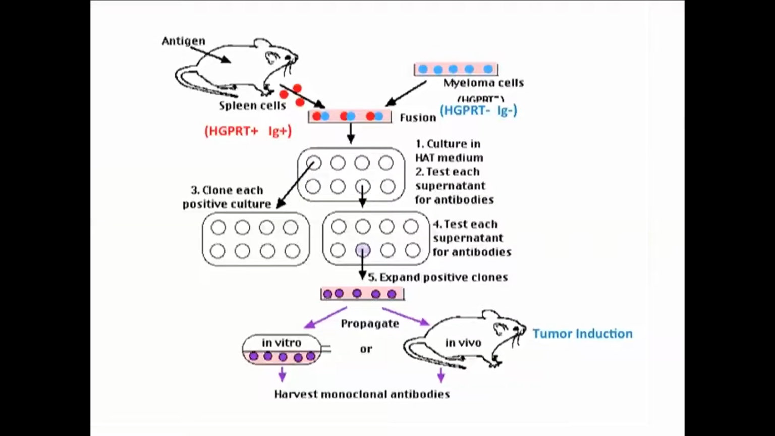Now at this point, the surviving hybridoma cells have to be tested for the antibodies against the antigen with which the mouse was inoculated. The positive clone has to be chosen, and now this positive clone can be expanded or maintained in a tissue culture setup for production of copious amounts of monoclonal antibodies, or with these positive clones, tumors could be induced in mice, and then this tumor can once again be the source of monoclonal antibodies.